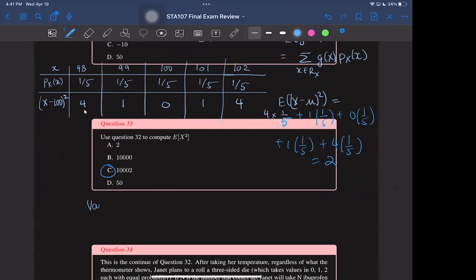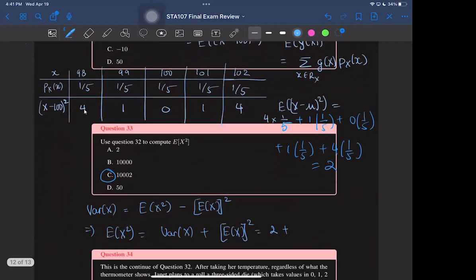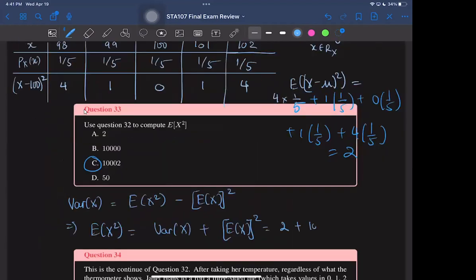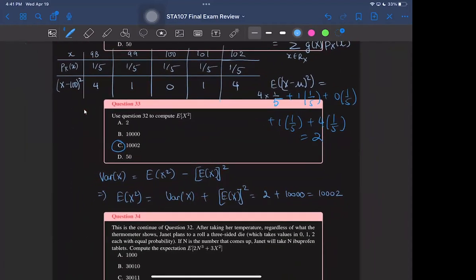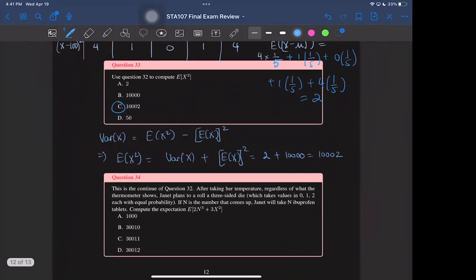We know that variance of X is equal to expected value of X squared minus expected value of X, and everything squared. Therefore, expected value of X squared can be rewritten as variance of X plus expected value of X, and everything squared. Variance of X was calculated as 2, and expected value of X I calculated as 100, and I squared it, so I got 10,000. And I add them together, I have 10,002. I hope that this makes sense.